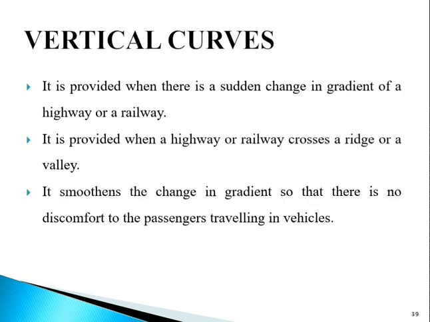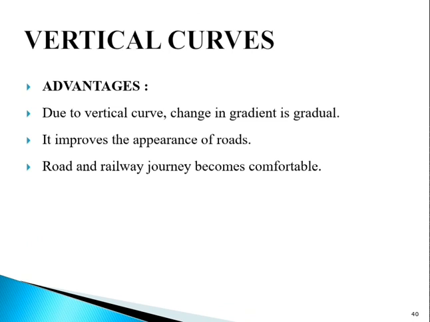Next we are going to discuss vertical curves. A vertical curve is provided when there is a sudden change in gradient of a highway or a railway, when a highway or railway crosses a ridge or a valley. It smoothens the change in gradient so that there is no discomfort to the passengers traveling in vehicles. Let's see its advantages. Due to vertical curves, the change in gradient is gradual. It improves the appearance of the road, and the railway journey becomes comfortable.